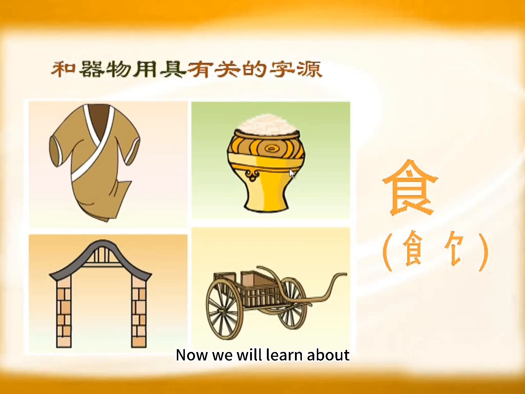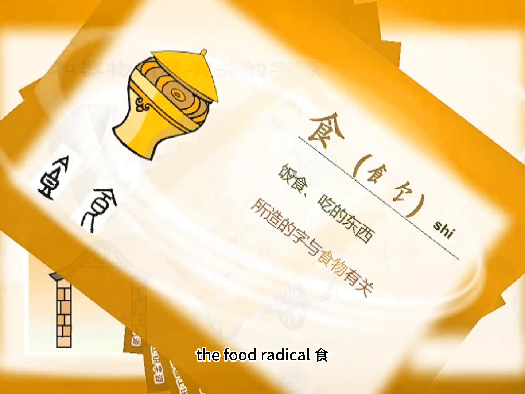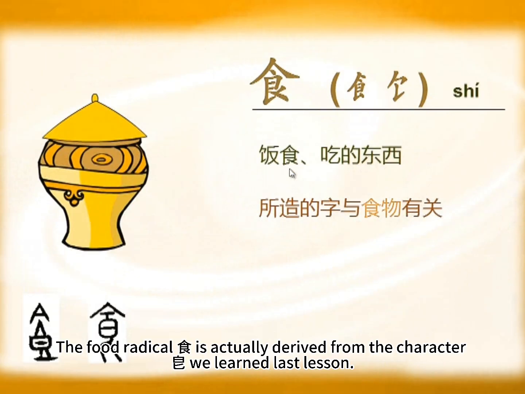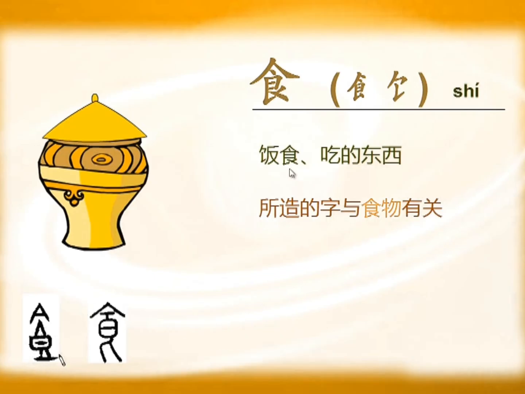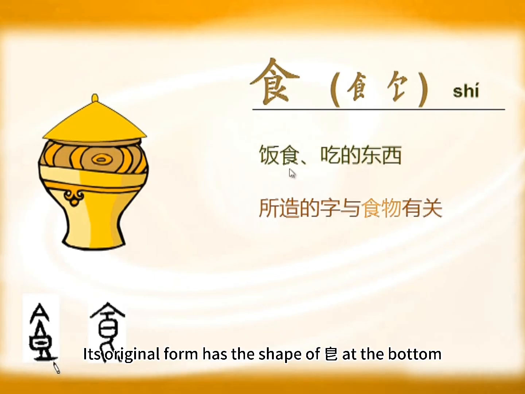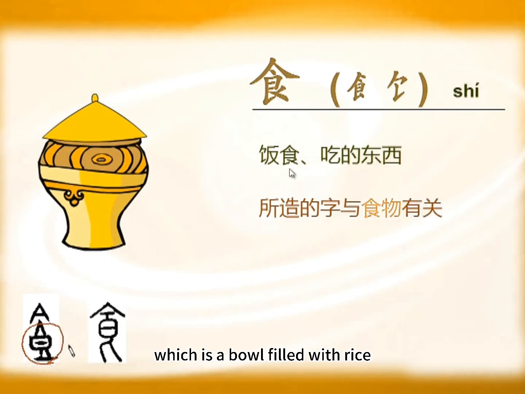Now we will learn about the most common basic radical related to eating. The food radical. The food radical is actually derived from the character ji we learned last lesson. It is created from ji. Its original form has the shape of ji at the bottom, which is a bowl filled with rice. Above it, a lid was added.